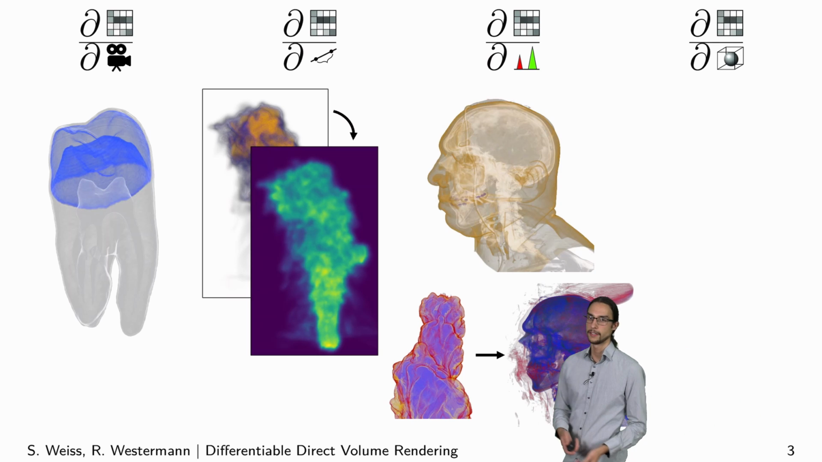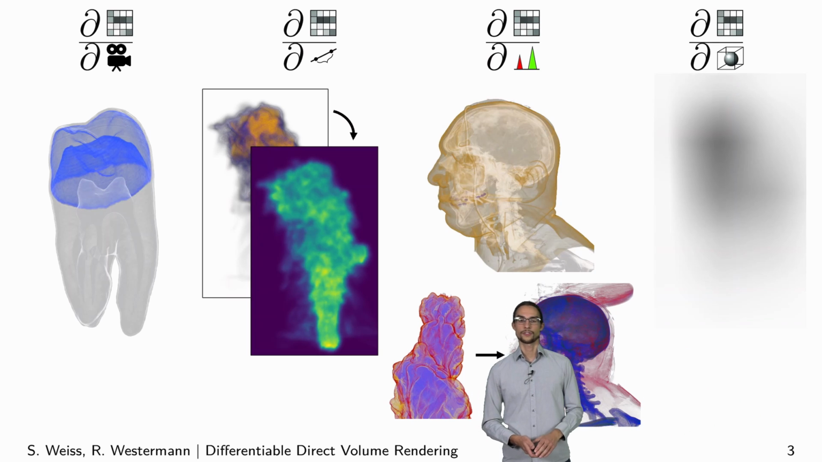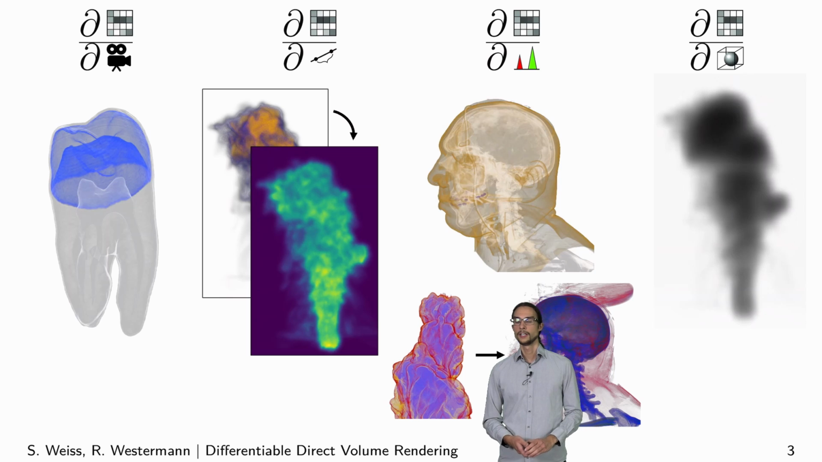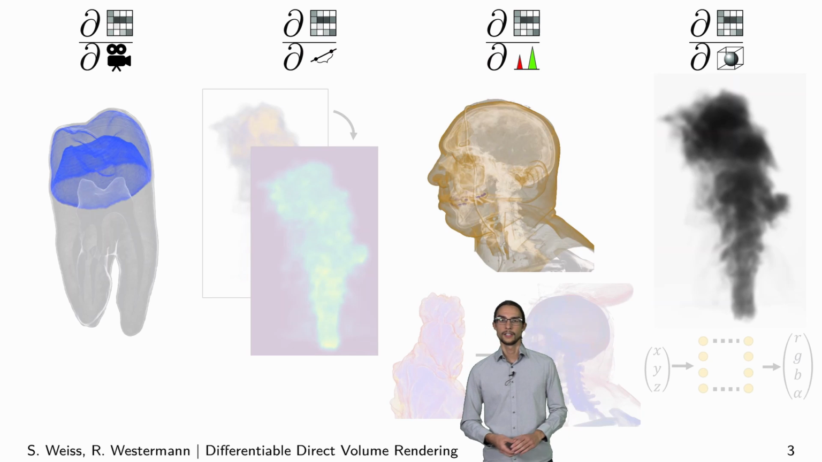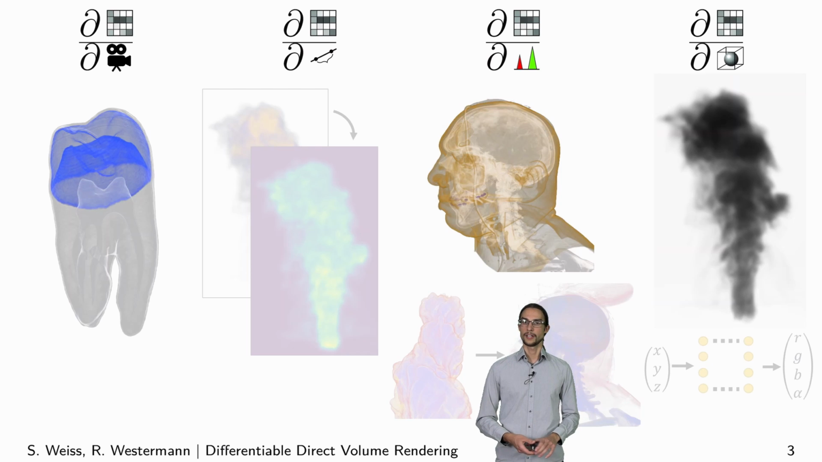For densities, we show how to reconstruct the 3D density grid just from 2D images. And this can be used to also train scene representation networks from images. For the sake of time, I can go only into more details on these three applications: camera optimization, transfer function, and density reconstruction.